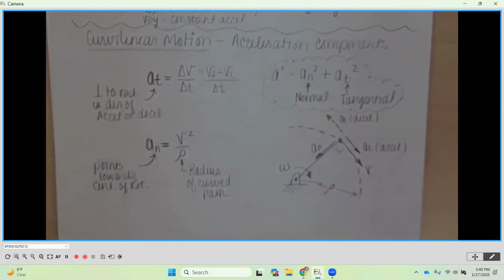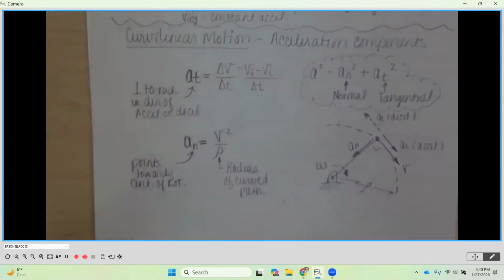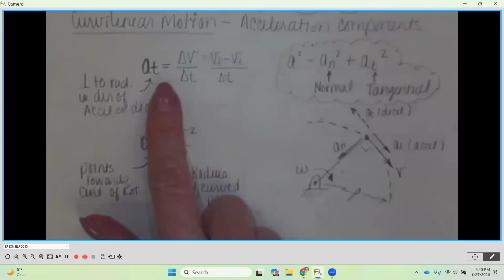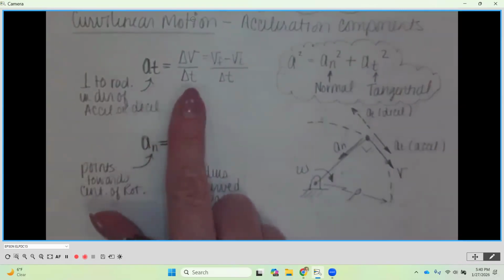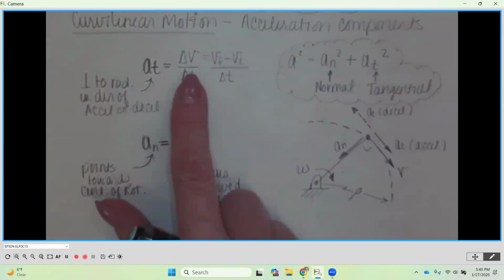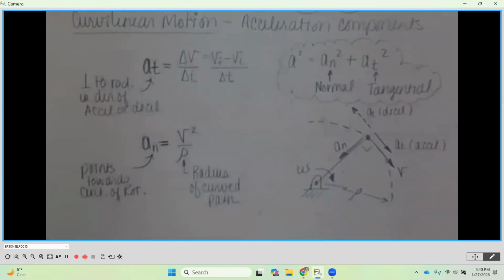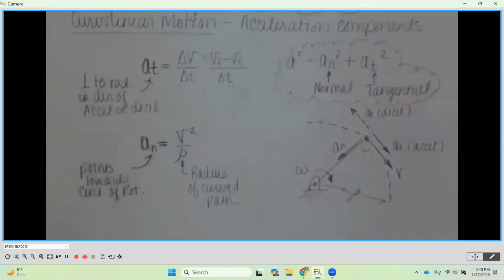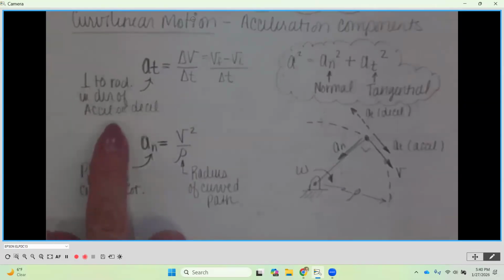Then lastly, what I have over here are the two equations to calculate the tangential and the normal component. So first, the tangential component. We're going to take the change in velocity. This is if we're speeding up or slowing down. So it would be the final minus the initial divided by the amount of time it takes for us to make that change. Again, sounds familiar from kinematics. And then I just have the note here: it's going to be perpendicular to the radius in the direction of either acceleration or deceleration.